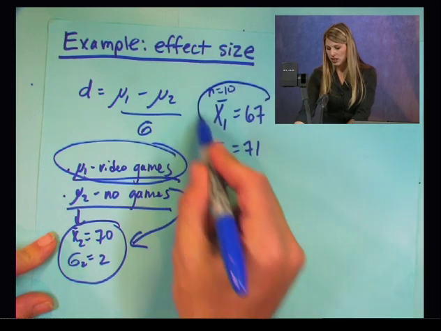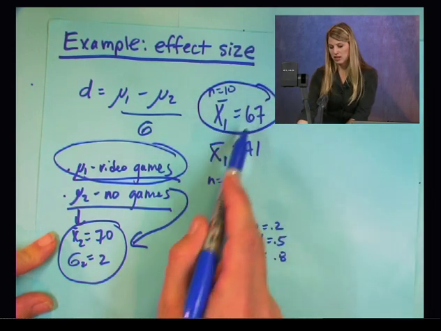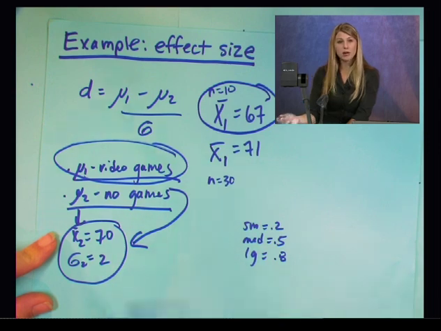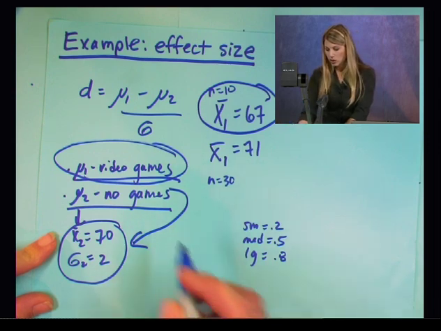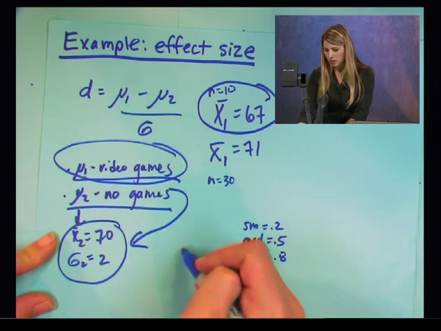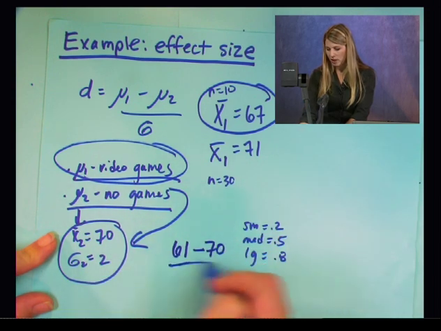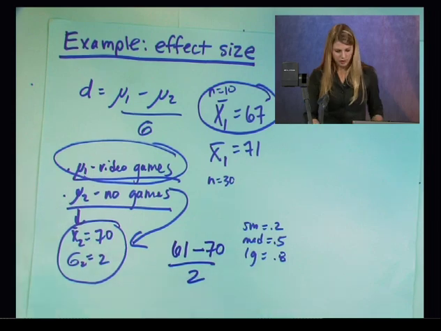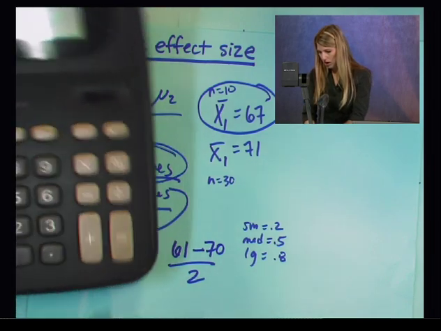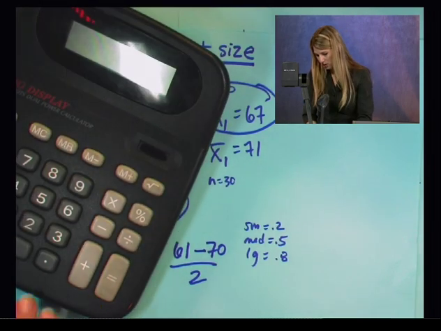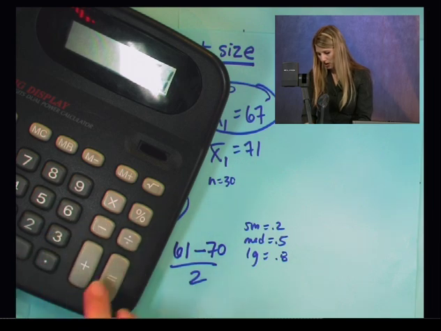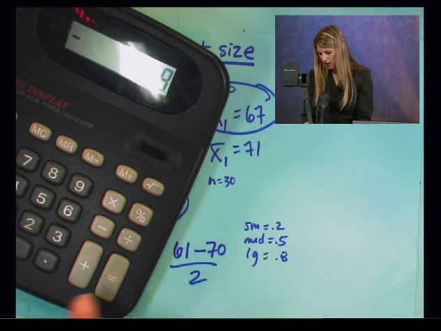So remember I gave you an example. He had 10 students take the test and the mean was 67. Let's calculate the effect size for that. All you do, according to Cohen's d, you take the mean 1, 61, minus mean 2, 70, divide by the standard deviation 2. So go ahead and calculate that. So we have 61 minus 70, negative 9, divided by 2. And it says negative 4.5.